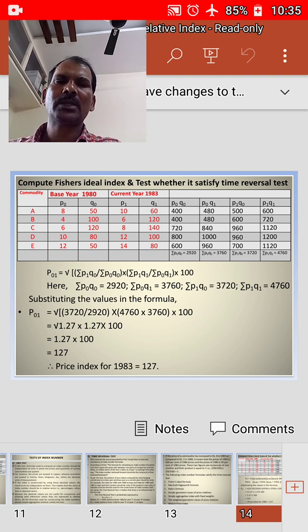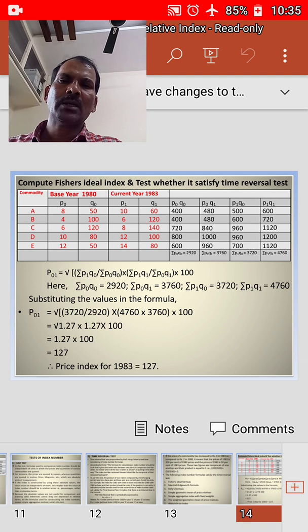Okay, now we need P0, Q1. That is base year prices with current year quantities. Base year price 8 into current year quantity 60, that is 480. 4 into 120, 480. 6 into 140, 840. 10 into 100, 1000. And 12 into 80, that is 960. Now we need P1, Q0. P1 means current year prices into base year quantities.